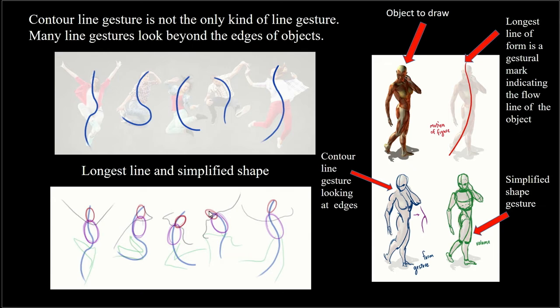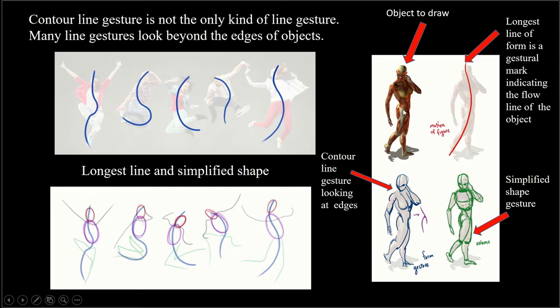Contour line gesture is not the only kind of line gesture that there is out there. There are lots of different types of line gestures that look beyond just the edges of the forms and objects that you're drawing. So here are some examples of a few. You see the longest line here. You can see the longest line of that figure and this figure and here and here. And then on the same figures, if you use longest line and simplified shape, you can see the simple shapes lined up on top of the longest line.